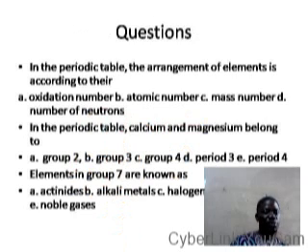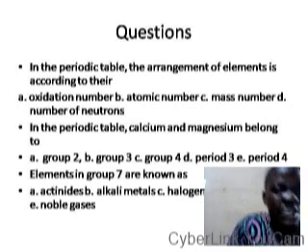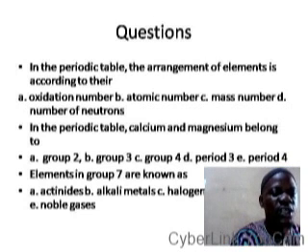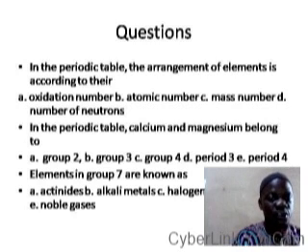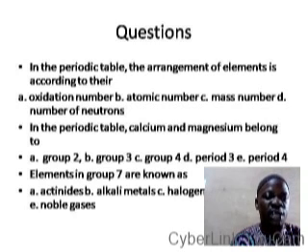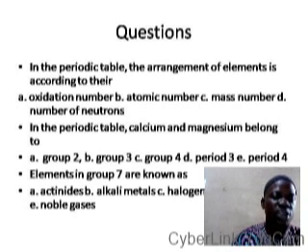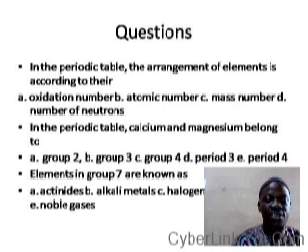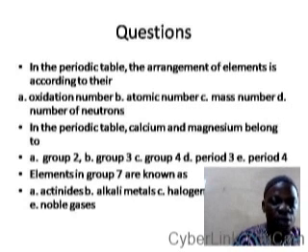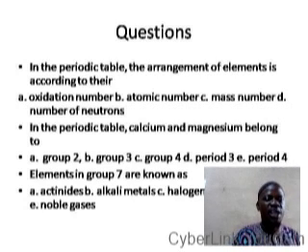Question 1. We have it here in the periodic table. The arrangement of elements according to their what? So you have the options there: oxidation number, atomic number, mass number, and number of neutrons. It is obviously the atomic number. It's the atomic number that we use in arranging elements in the periodic table, because it's the atomic number that will give us the electronic configuration with which we are going to determine the position of elements in the periodic table.